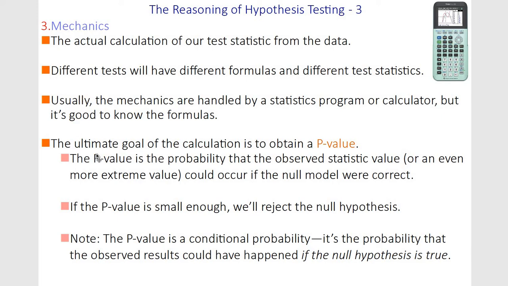The ultimate goal of the calculation is to obtain a p-value. The p-value is the probability that the observed statistic value could occur if the null model were correct. So what's the likelihood of getting that sample? If it's small enough, we'll reject the null hypothesis because there's no way that's true. What are the odds of getting something that crazy? The p-value is a conditional probability: it's the probability that the observed results could have happened if the null hypothesis is true.